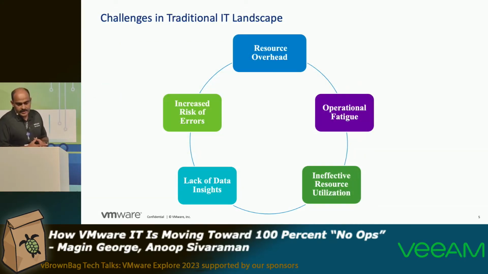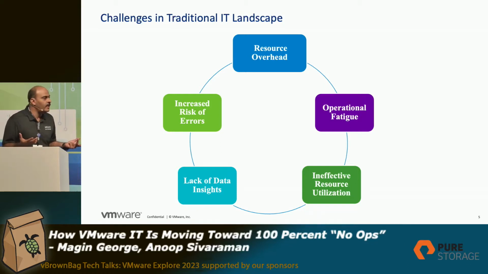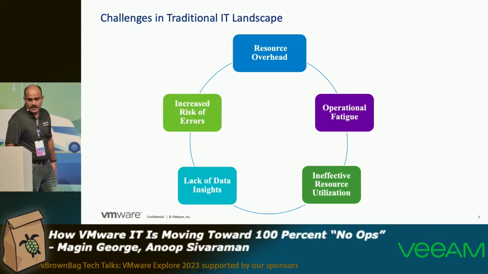Increased risk of errors. Human errors are very common in manual tasks, and this can result in misconfiguration, security vulnerabilities, and downtime, right? So this can be costly and damaging, and this can also come as a side effect of the operational fatigue that we discussed earlier. Exactly.